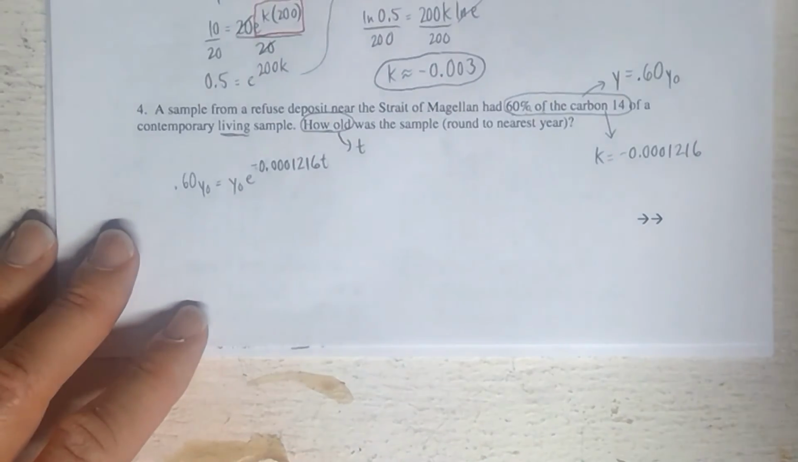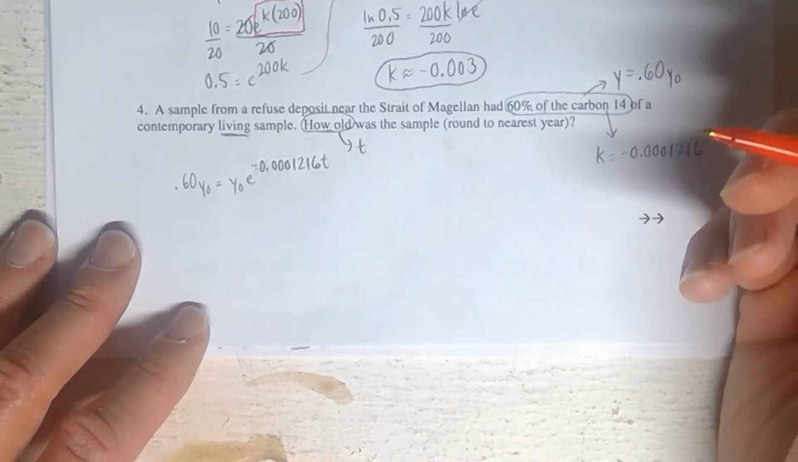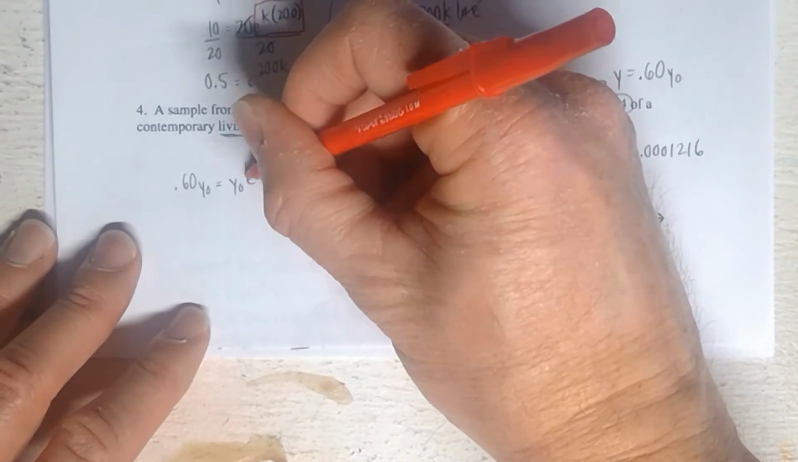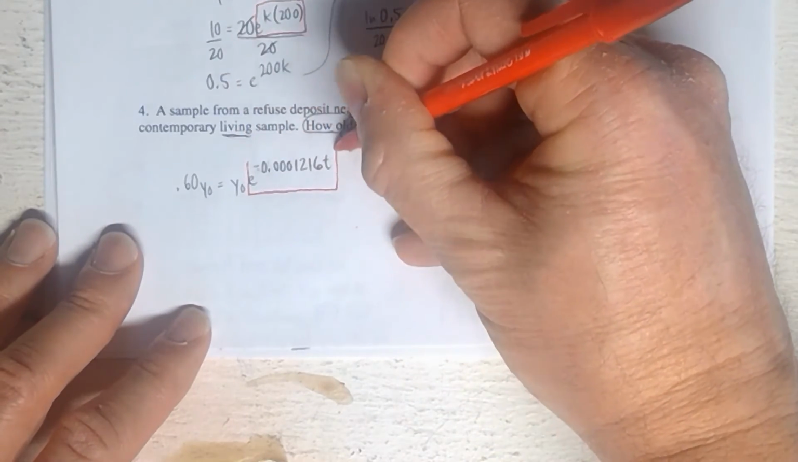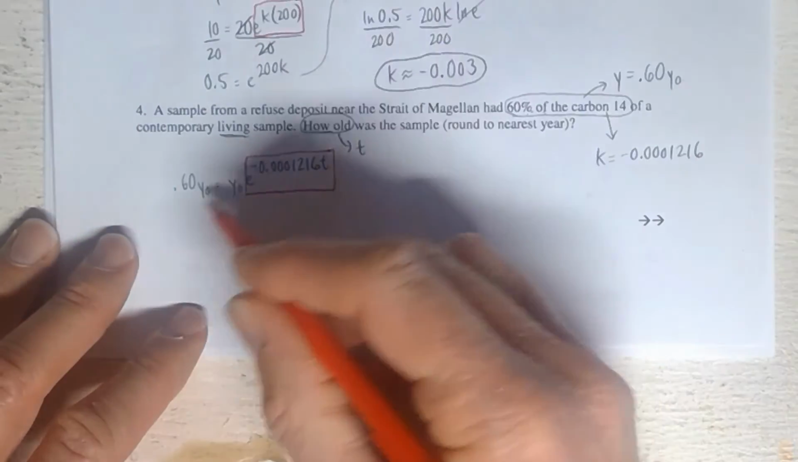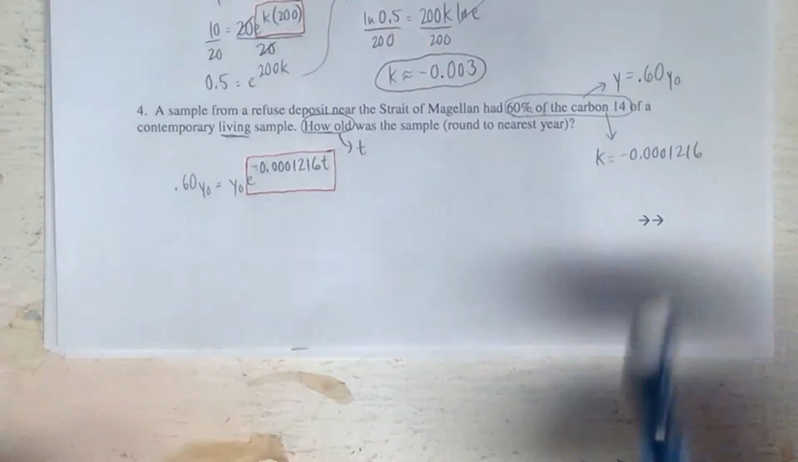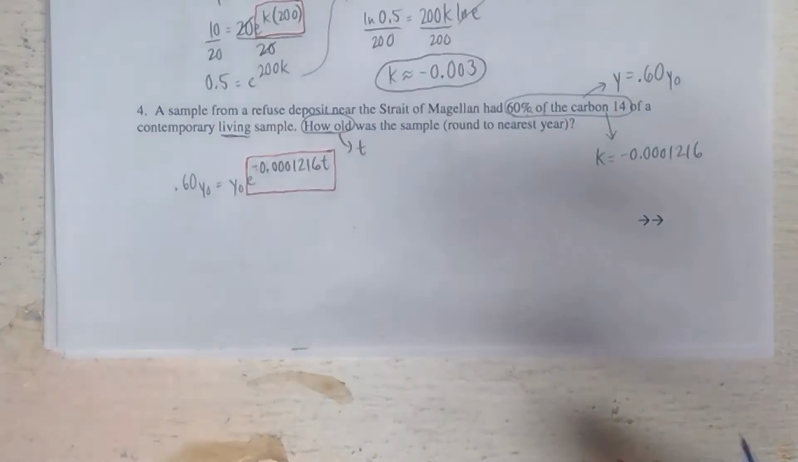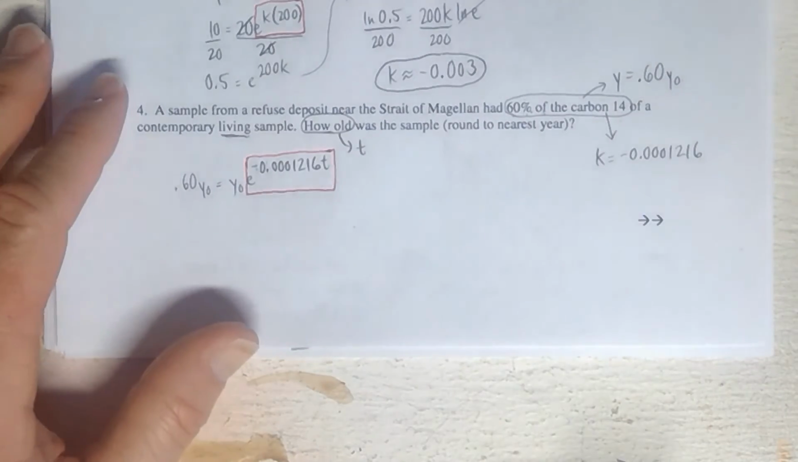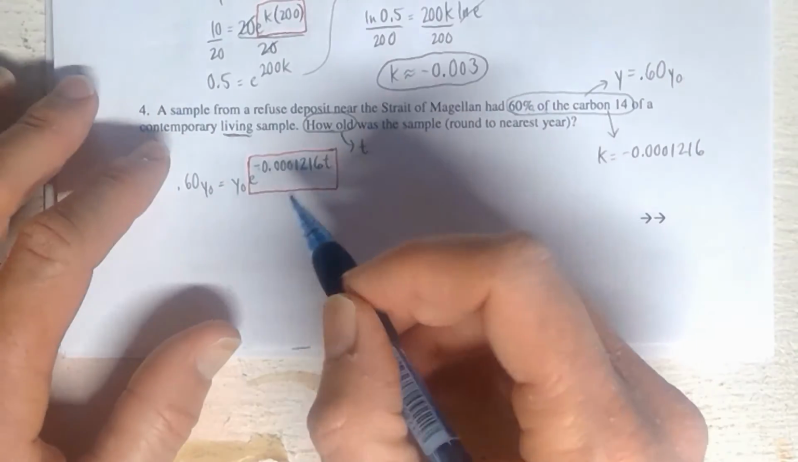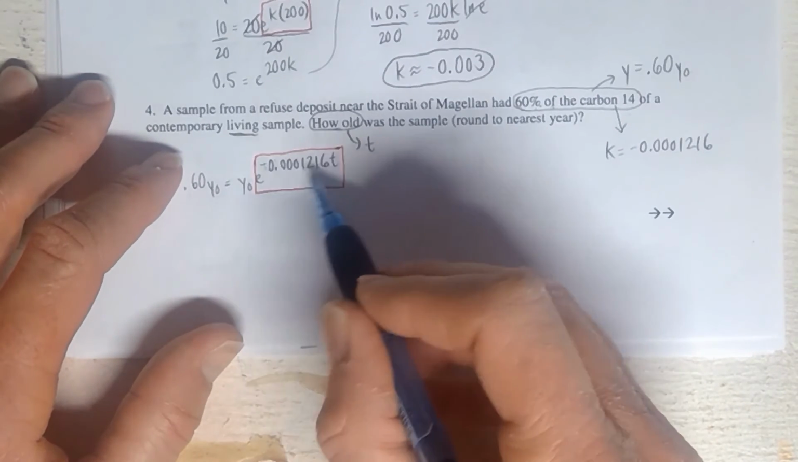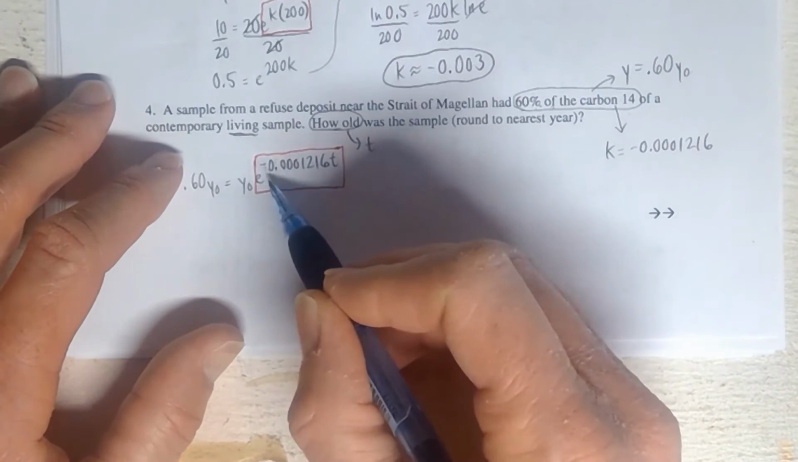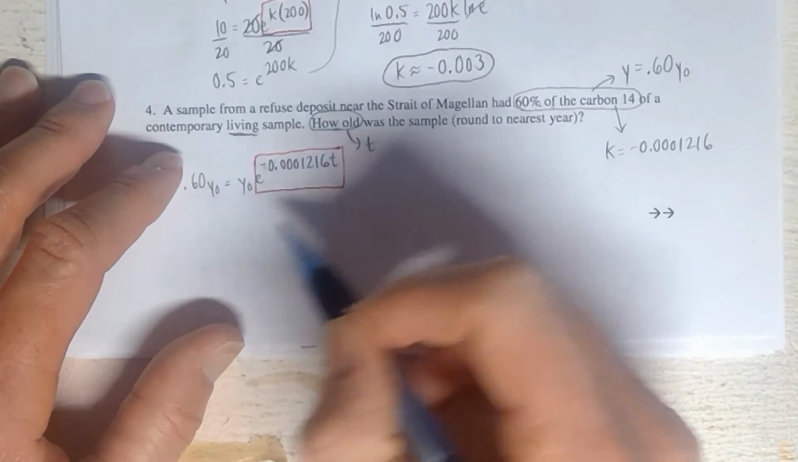Again, we want to figure out what T is equal to, because it says how old. So that means T is the variable. I know Y naught looks like a variable also, but as you're going to see here, it's not. It looks like one, but it's going to end up canceling out. Why does it cancel out? Well, when you've got your variable in an exponent, you need to get the base and the exponent by itself first, right?